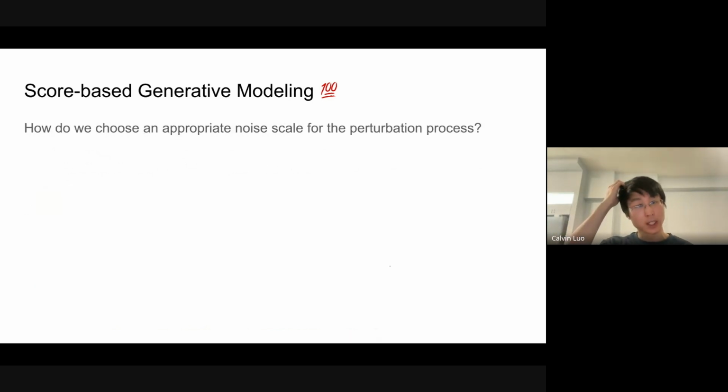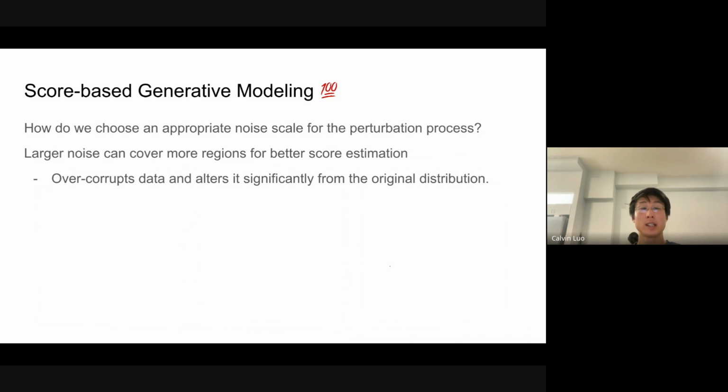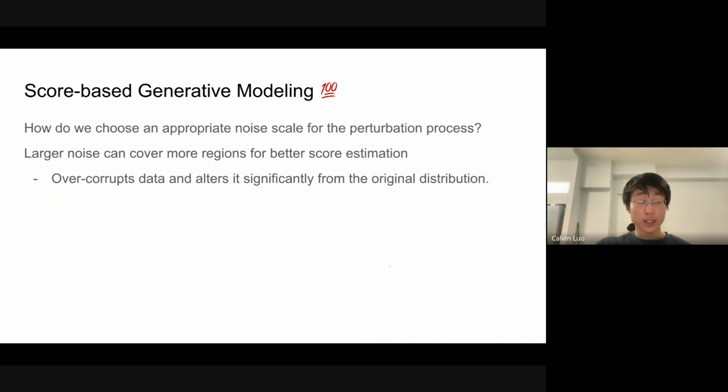And now the question becomes, how do we choose an appropriate noise scale for the perturbation process, right? If you add large amounts of Gaussian noise, it can cover more regions for better score estimation because you see more of the data space. You have better estimates, and so when you initialize there, you can follow more accurate scores. But adding large amounts of Gaussian noise will overcorrupt the data and alter it significantly from the original distribution. So even if you follow the score, maybe the result is a very corrupted version of the natural data that we don't want.